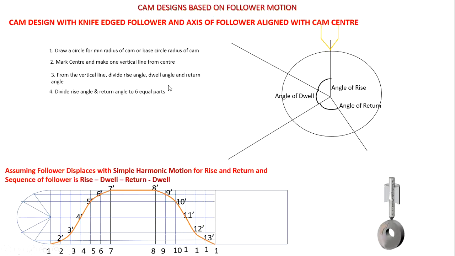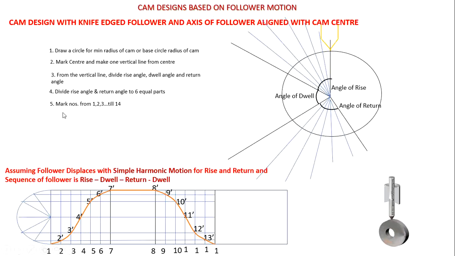Now the next step is, we have to divide this raise angle and return angle into 6 equal parts. Since we divided the displacement diagram into 6 equal parts, in the same fashion we have to divide here also into 6 equal parts, for the angle of raise and for the angle of return. No need to divide the angle of dwell because at that time the cam remains idle. Next step is, we have to mark numbers from 1 up to 14. From here this is 0, 1 equivalent to 1 here. So we have to mark these numbers 1, 2, 3 up to 7, and here 8, 9, 10 up to 14.